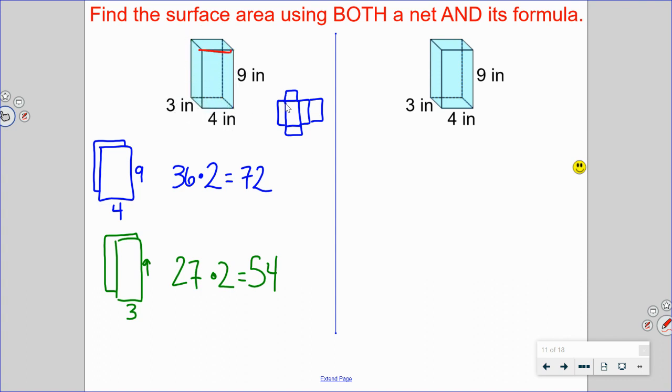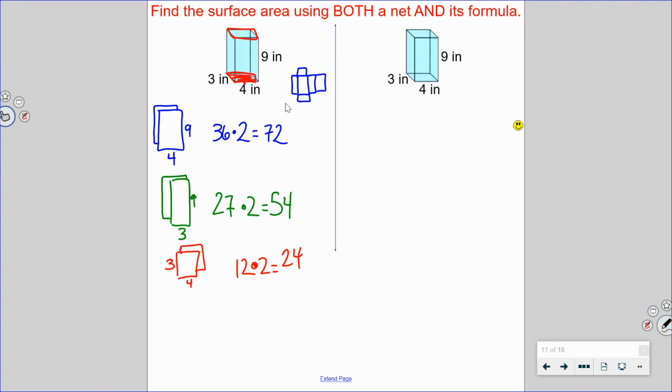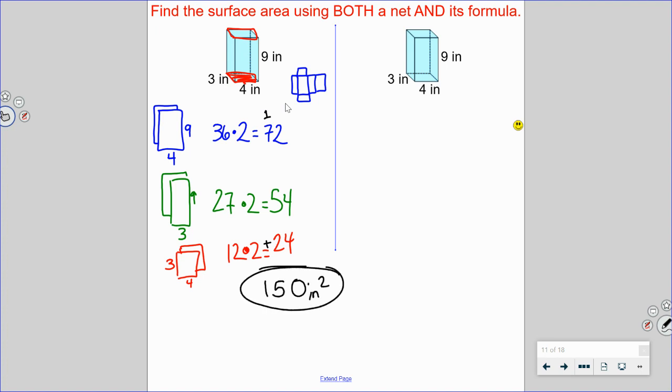Last but not least, top face and bottom face, which appear to be rectangles that are 4 inches by 3 inches in size. But again, there's a top and a bottom, so I'm going to put times 2. And to find the area, let's go ahead and add those up. 2 and 4 is 6, and 4 is 10. Carry the 1. 1 and 7 is 8. 8 and 5 is 13. And 2 is 150 square inches.